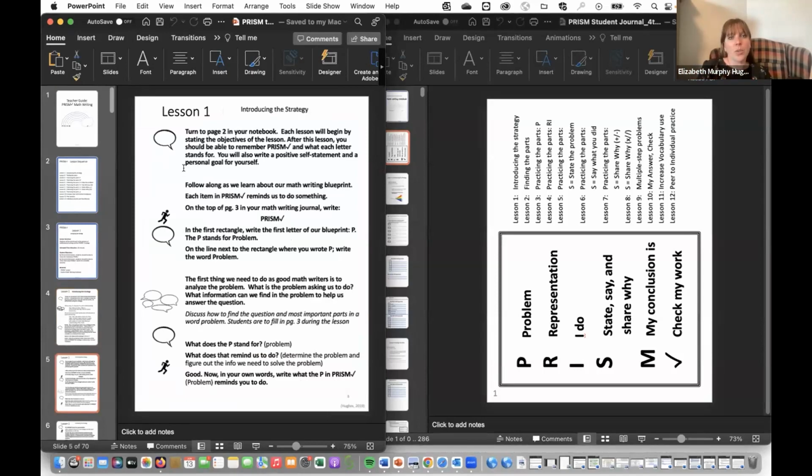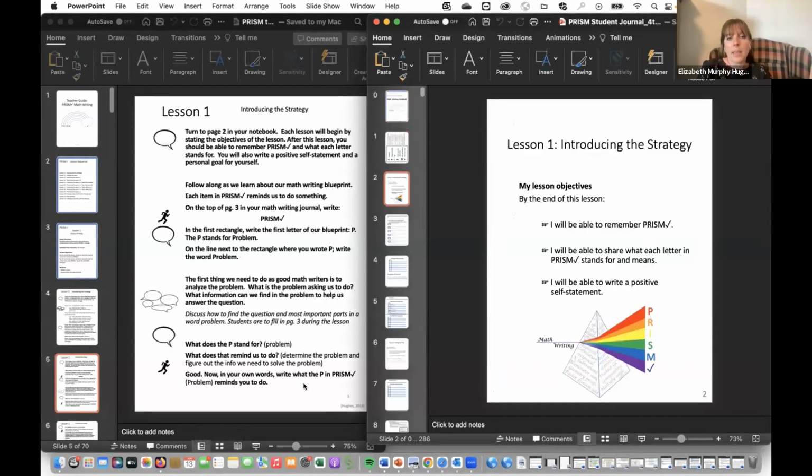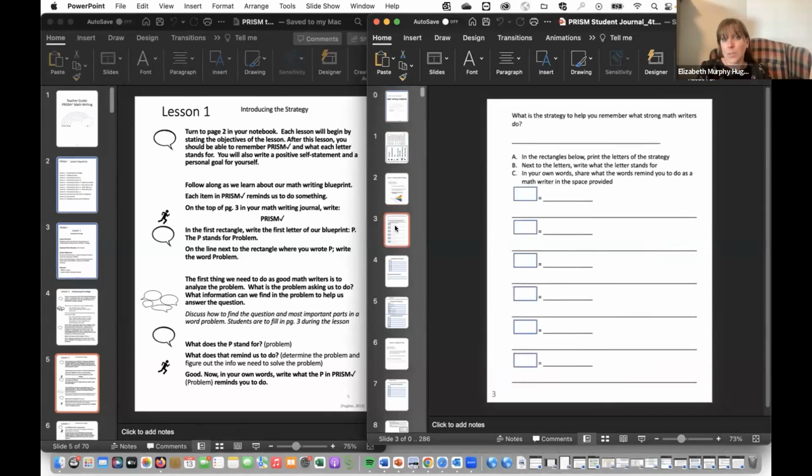I have when students are doing something, when the teacher's talking, when the students are discussing, and then the student workbook corresponds with that. At the beginning of each lesson, you have the objective, and then we have students write positive self-statements and set goals. So as part of lesson 1, you're talking about what is the mnemonic. The students are going to write it up here. Here they write it in their own words. They write the different letters and what word they connect to, and then on the bottom line, what that means.